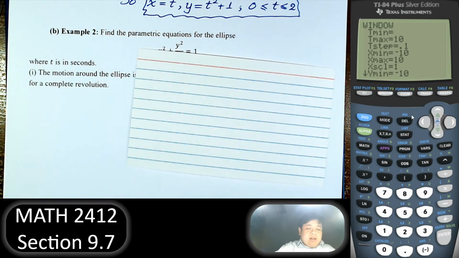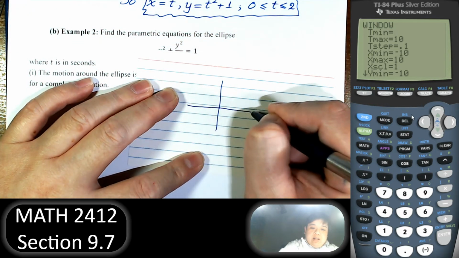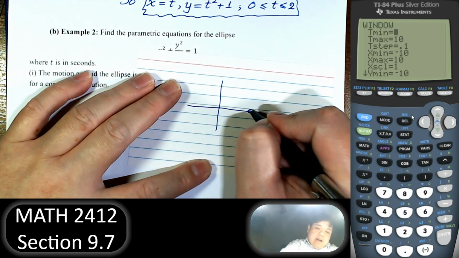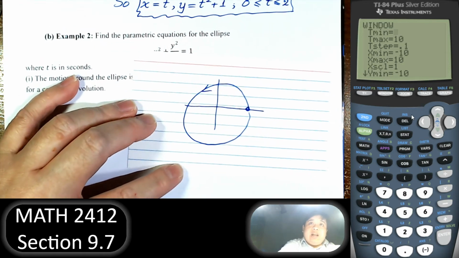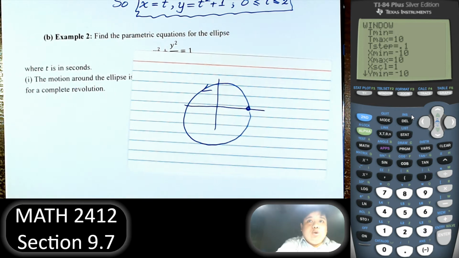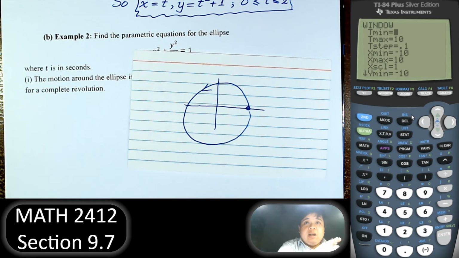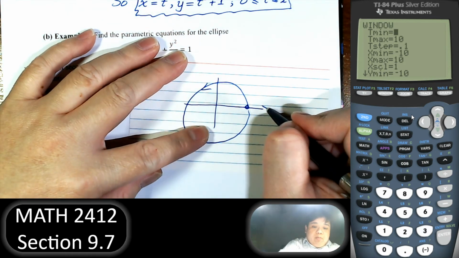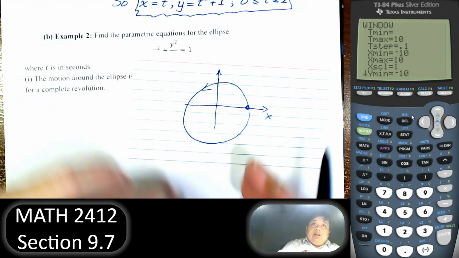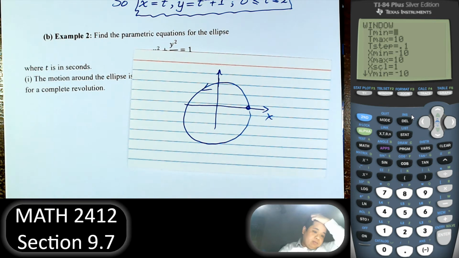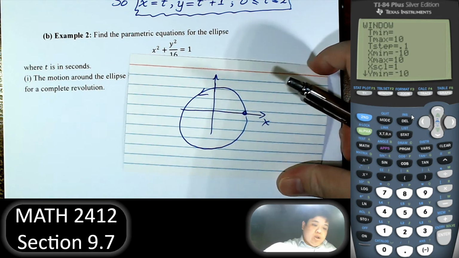Usually, in the standard polar coordinate, we start from this axis and go counterclockwise, right? That is the standard. And one revolution is 2 pi. So keep that in mind. The standard is going from the positive x-axis toward the y-axis in that direction, and it takes 2 pi, from 0 to 2 pi, to travel one complete revolution.